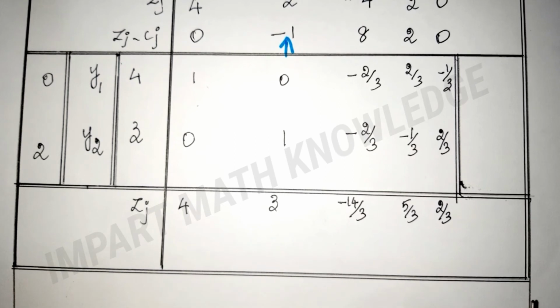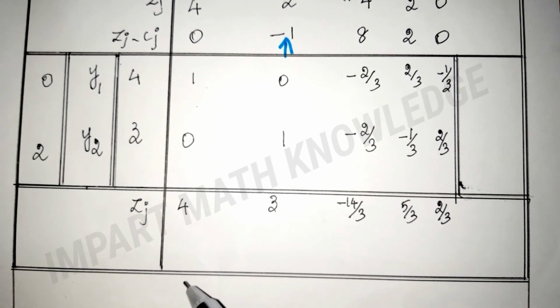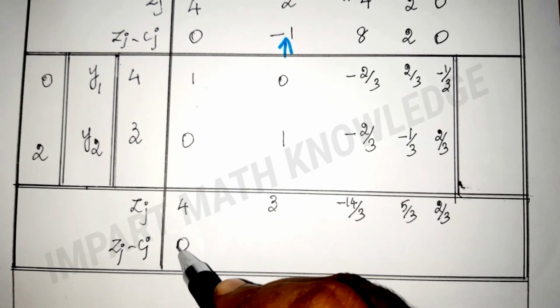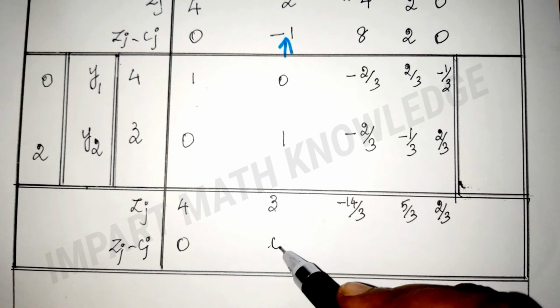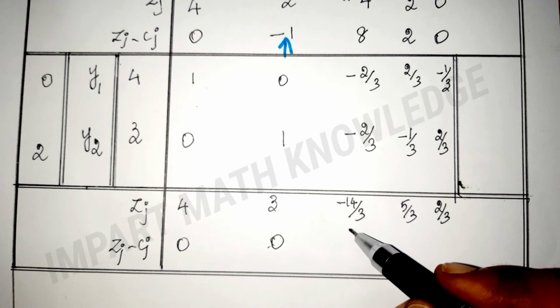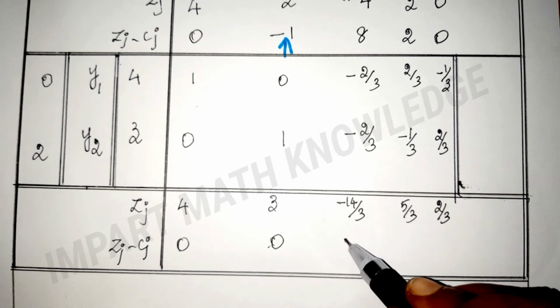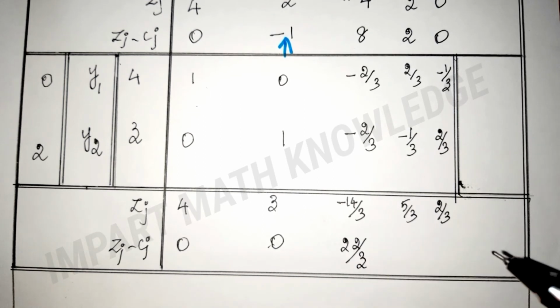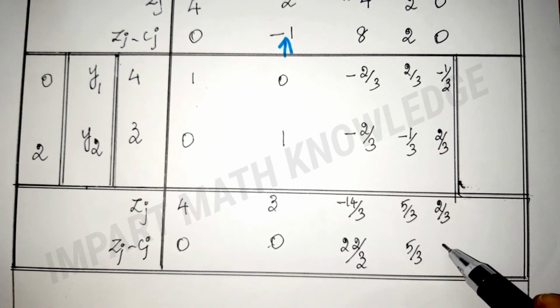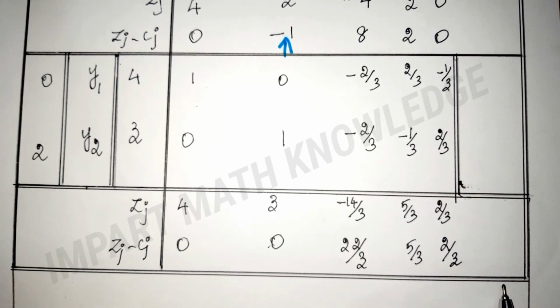Now Zj minus Cj is, Zj is here, Cj is at the top. So Zj minus Cj is 4 minus 4 is 0, 3 minus 3 is 0, minus 14 by 3 minus of minus 12 is nothing but 22 by 3. If you simplify this, you will get it, then 5 by 3 minus 0 is 5 by 3, 2 by 3 minus 0 is 2 by 3. Here all Zj minus Cj values are greater than or equal to 0. So the current solution is optimal.